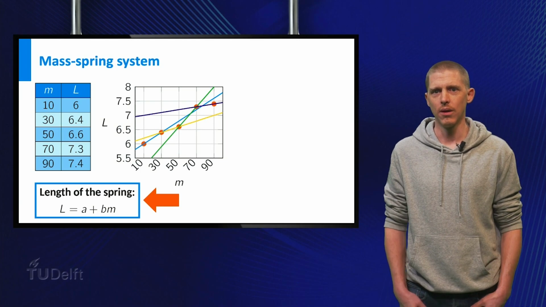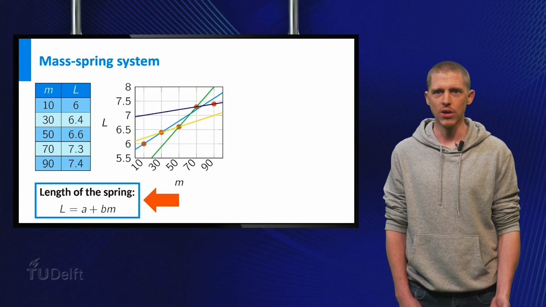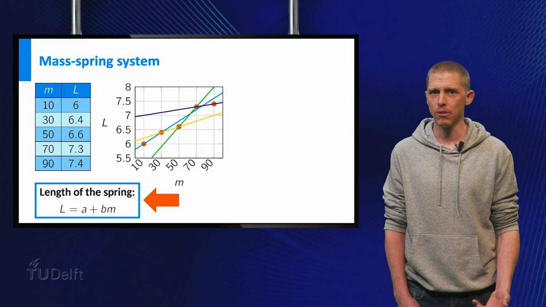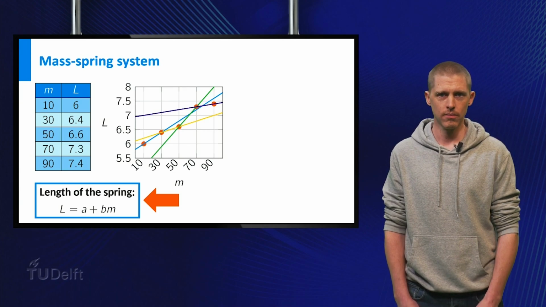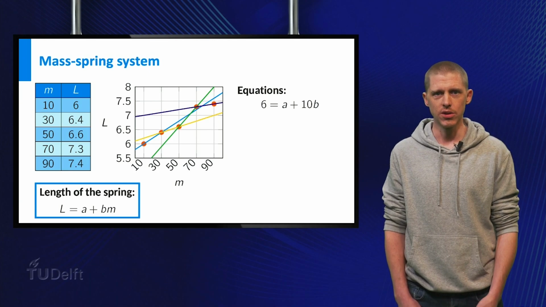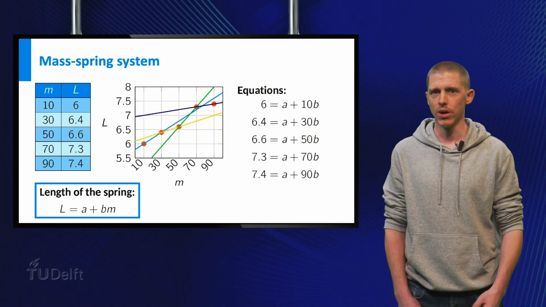Now we have a formula, a table and a scatter plot relating the length L and the mass M. We could also rewrite our table to a set of equations, because each combination of a mass M and a length L should satisfy the formula. For example, the first measurement results in the equation 6 equals A plus 10 times B. The other measurements give these equations.